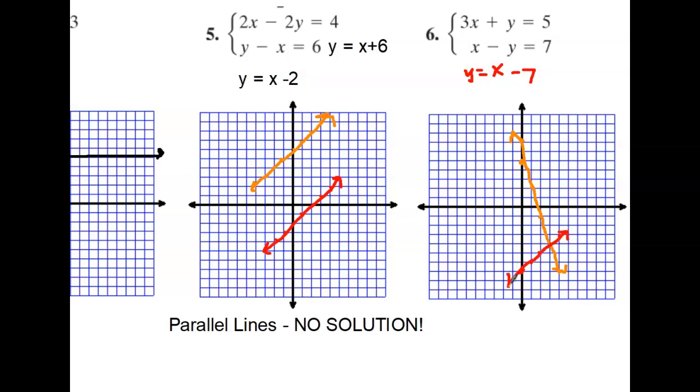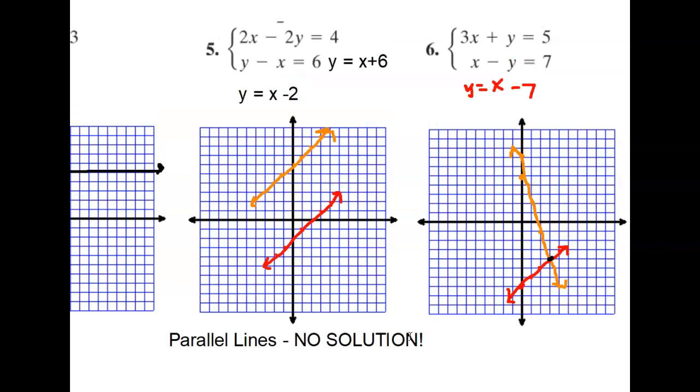And once again, my two graphs intersect. The point of intersection right here is known as my solution. So in this case, my solution is at (3, 4). Sorry, (3, -4).